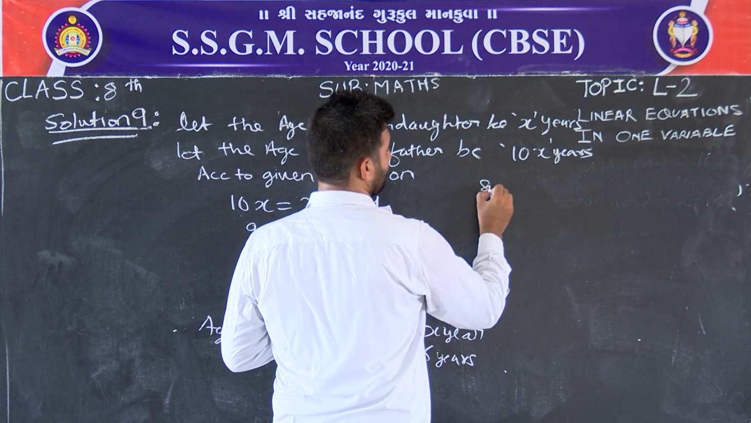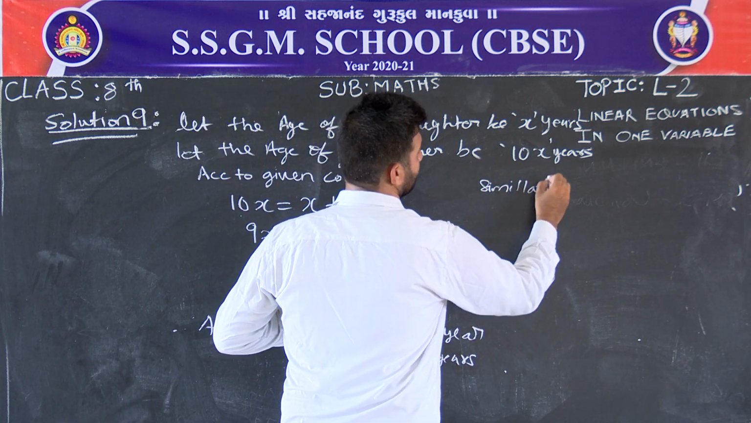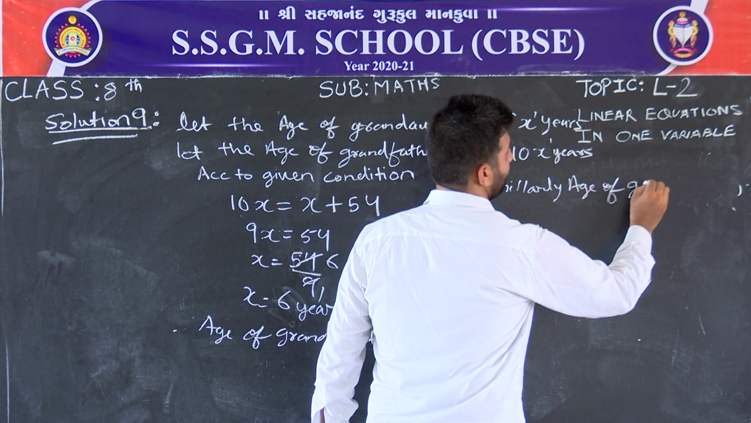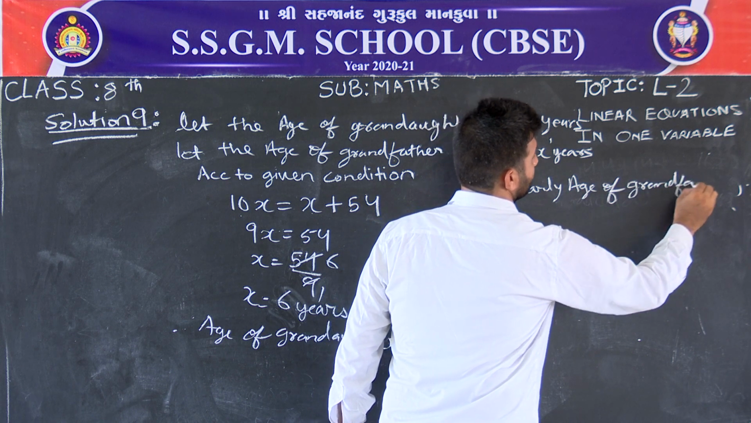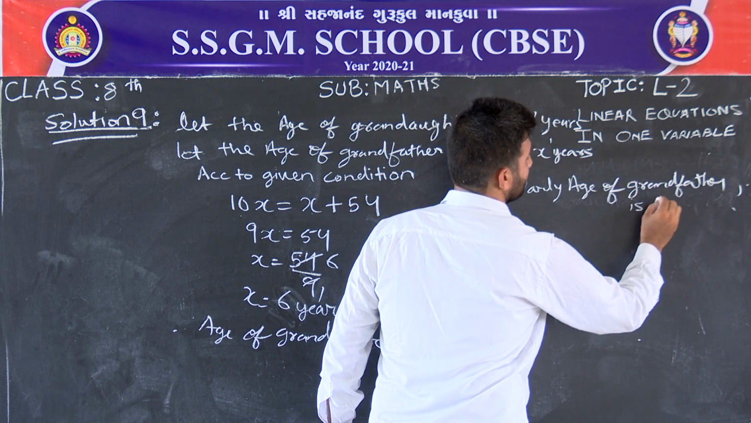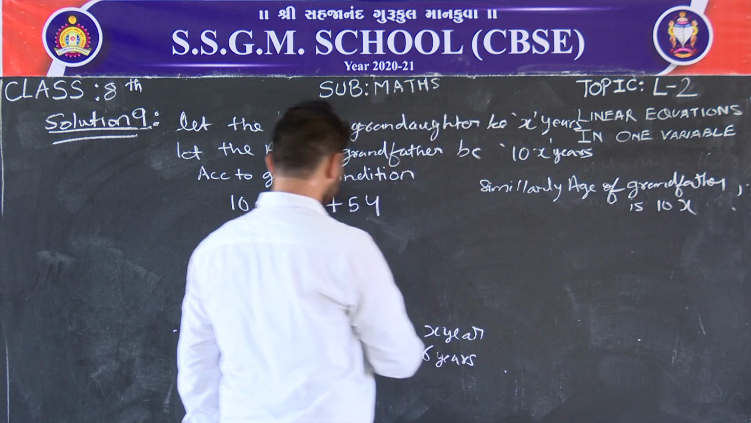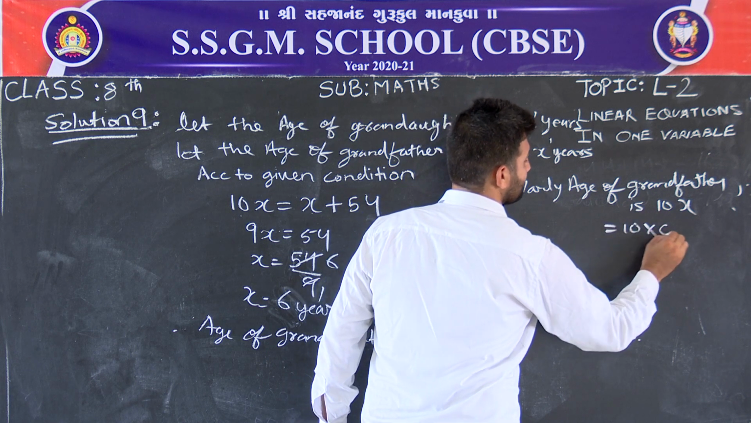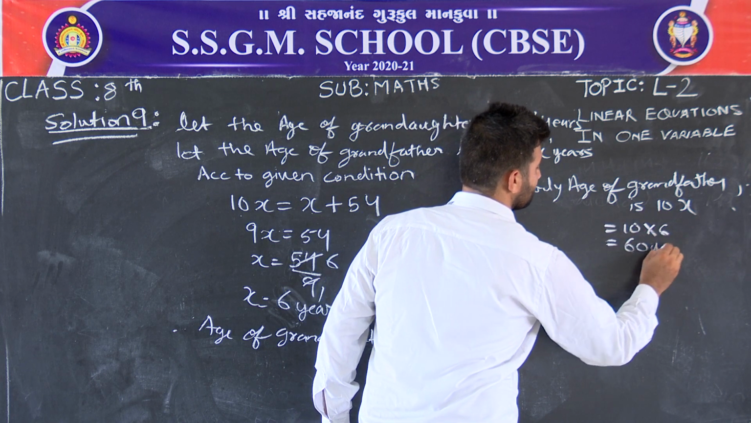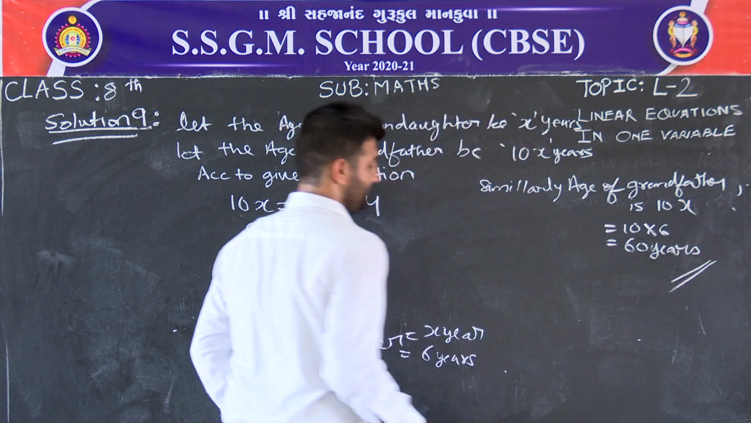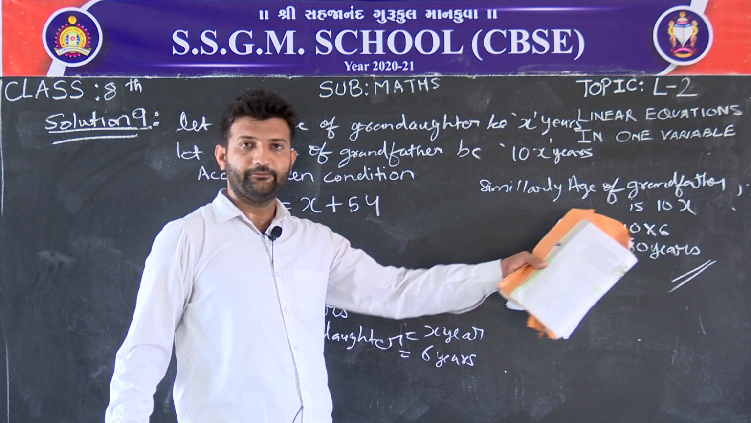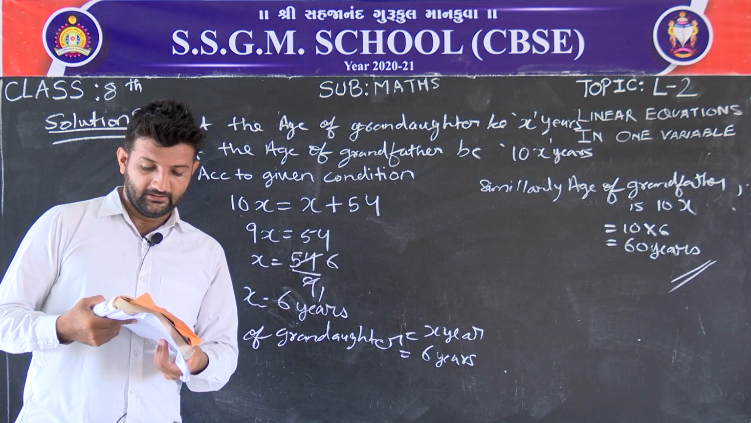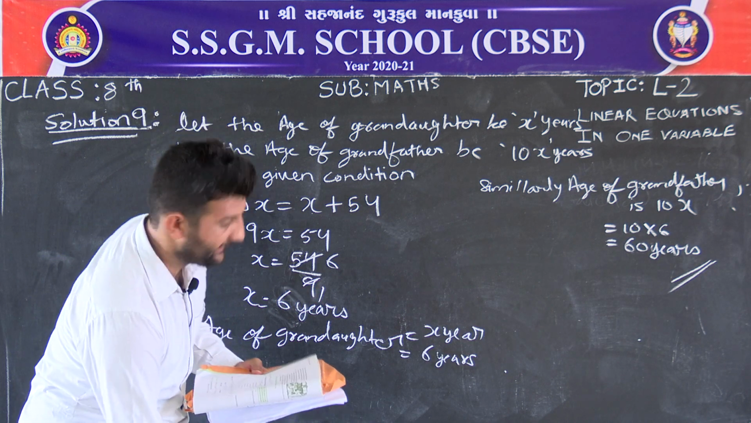Similarly, the age of grandfather is 10x. Here we just found the value of x is 6, so just put x equal to 6. It will become 60 years. So these are the ages of granddaughter and grandfather. Moving towards the next question, question number 10. Again it is based on age.